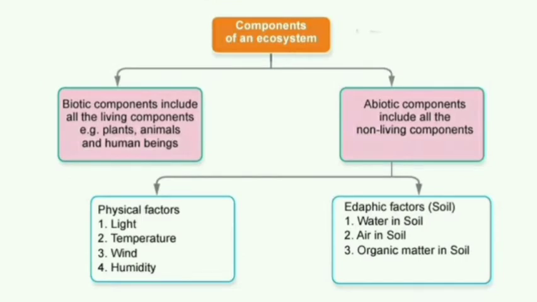The components of ecosystem. We have two different components, biotic components and abiotic components. The biotic components include all living organisms like plants, animals, and human beings. Whereas the abiotic components include all non-living components.